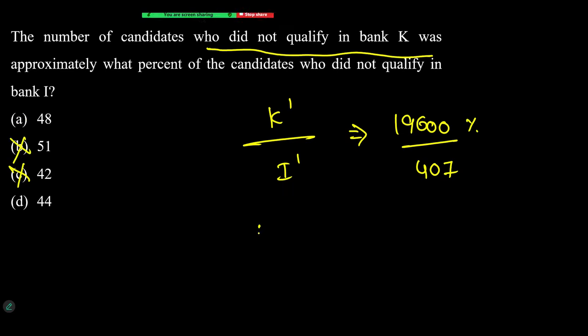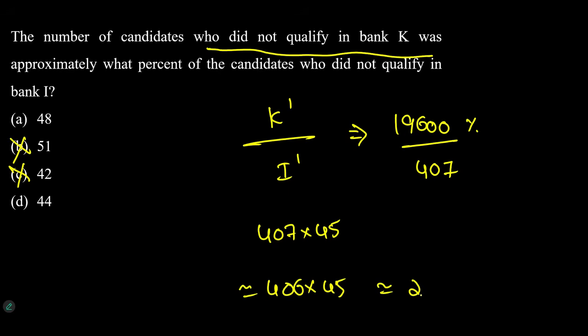So I'll just verify with 407 into 45. If this is 406, I can approximate this to 406. I'm doing my approximation calculation. This will be 203 into 90. Let it be 200 into 90 also. Okay, it's not 44. I'm taking 45, but still this will give 18,000 only. This is not okay. 48 should be your answer.